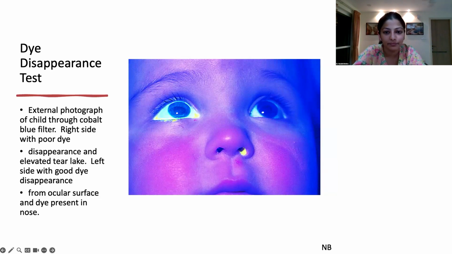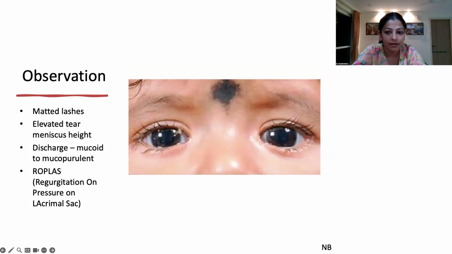Okay, next. Again, just reiterating all the signs that we spoke about: matted lashes, elevated tear meniscus height. You can see mucoid discharge there. And if the sac is dilated, you press in the area of the sac, you will see regurgitation of discharge. Next.